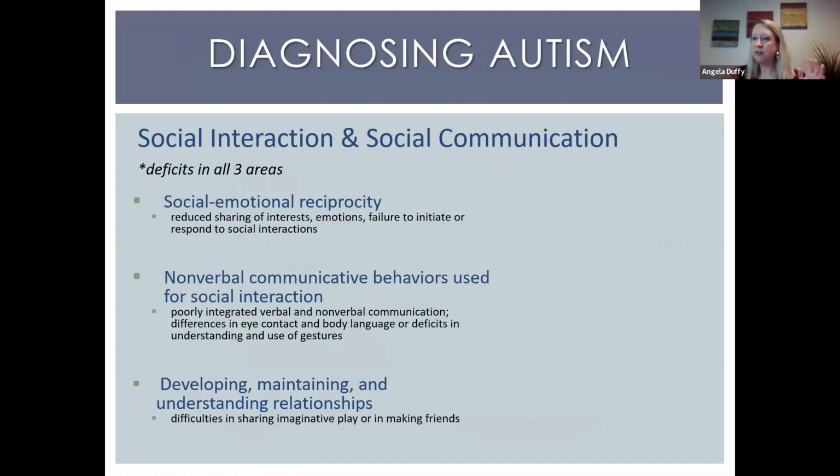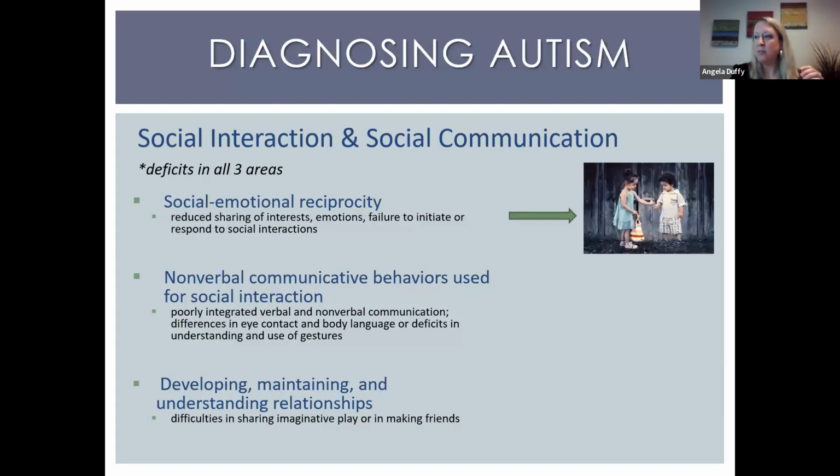This is taken directly from the DSM. We have to see deficits in all three of these areas to be diagnosed with autism. The first is social emotional reciprocity. So, reduced sharing of interests, emotions, failure to initiate or respond to social interactions. This is where we see our children not really being able to understand how another person might be feeling in a certain situation, or not being able to really relate to another person.